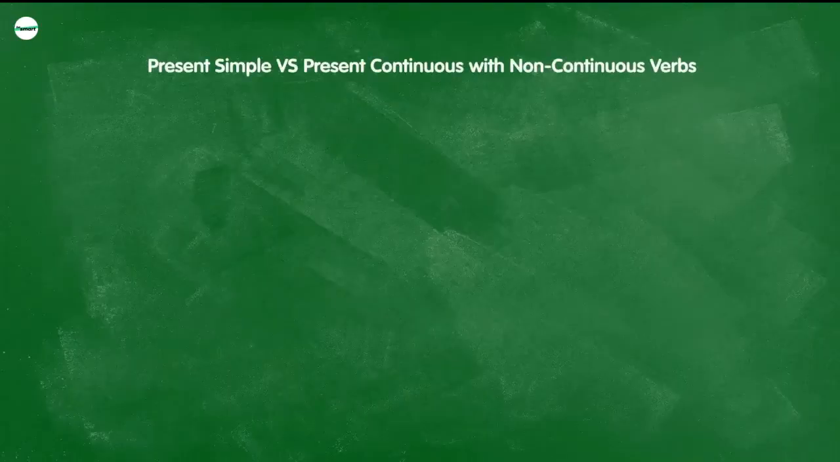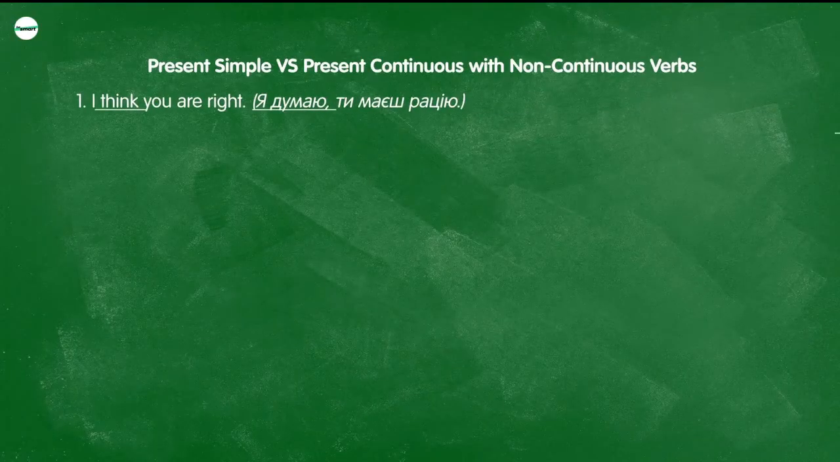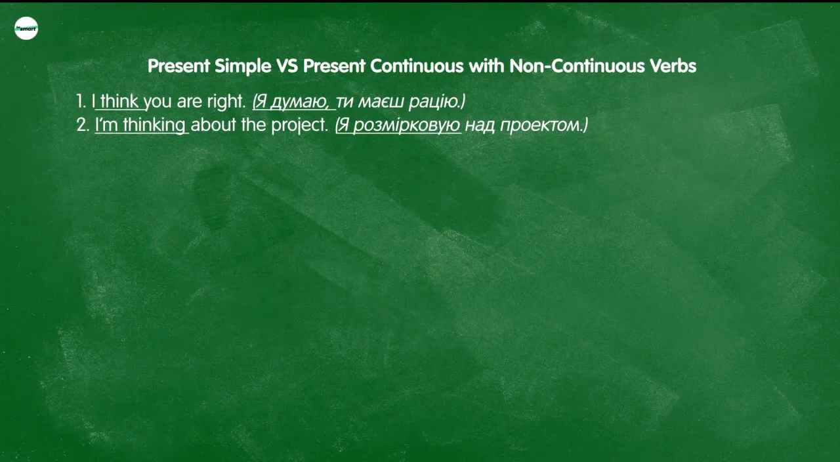But having spoken about non-continuous verbs earlier, I noted that there may be some exceptions in the way that they are used. Some non-continuous verbs are used in the present continuous tense, but their meaning changes. So let's look at some examples to see how the meaning can change in these cases. The first few examples: I think you are right, or I'm thinking about the project.